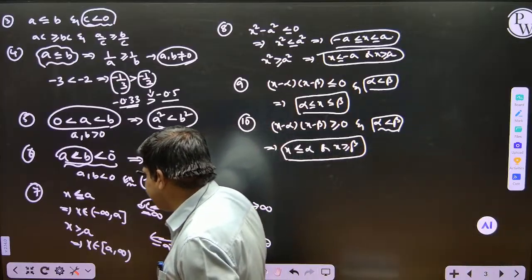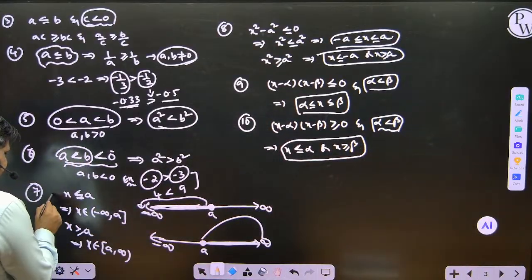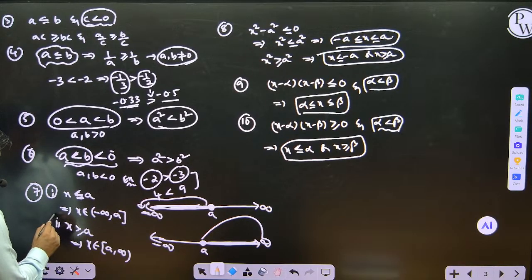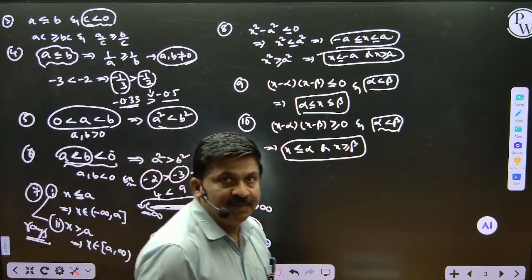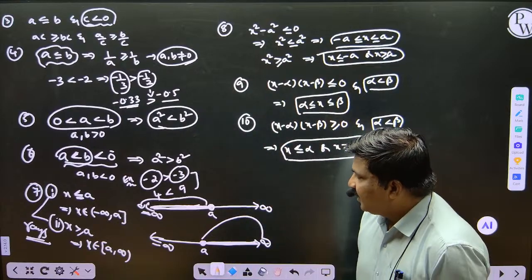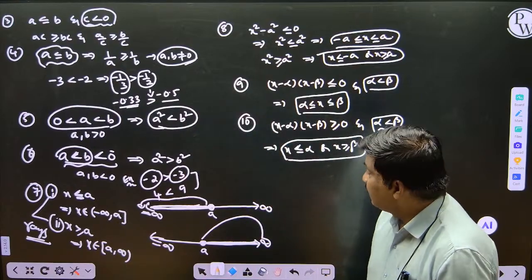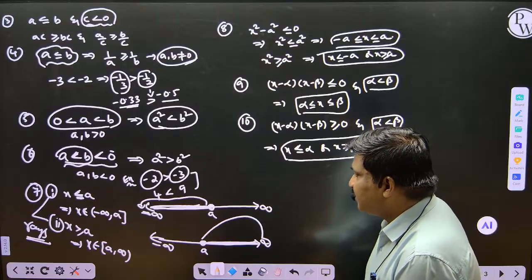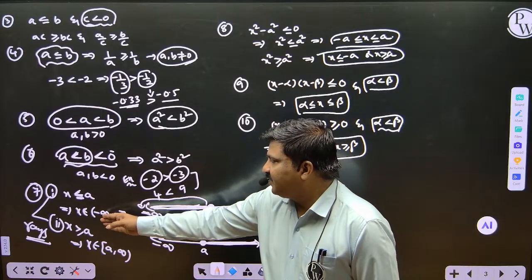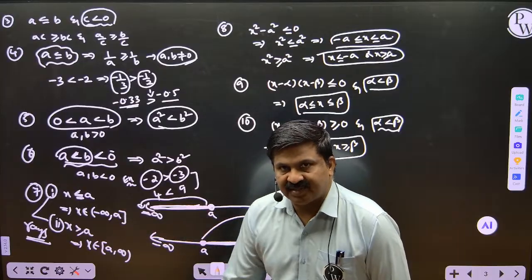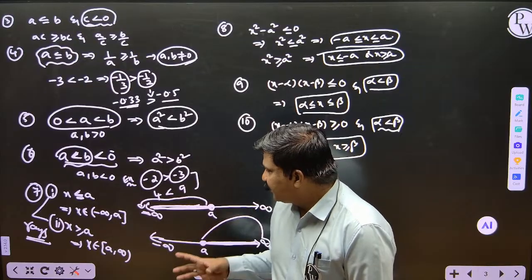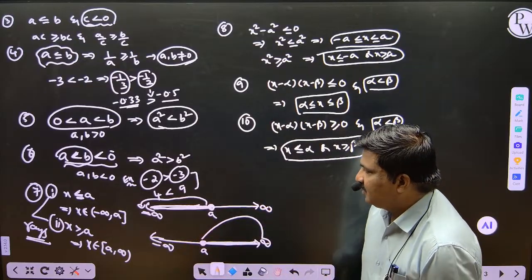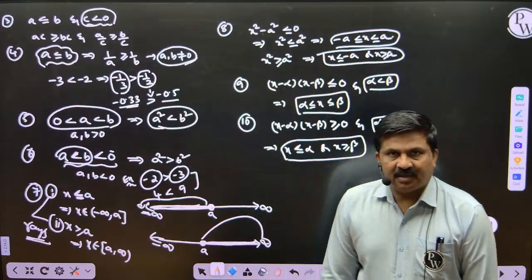These two cases, this is case 1 and this is case 2. These two cases give rays. Why? They have one end point. There is no other end point, which means it reaches minus infinity here and plus infinity here. What is the end point here? A. Here also A. So that's why they look like a ray, the format is a ray.